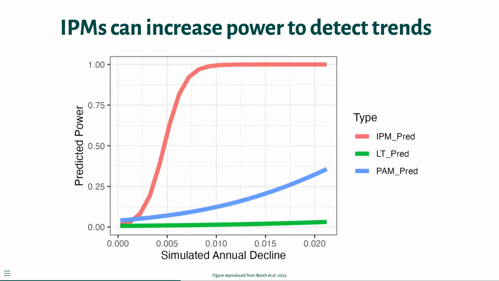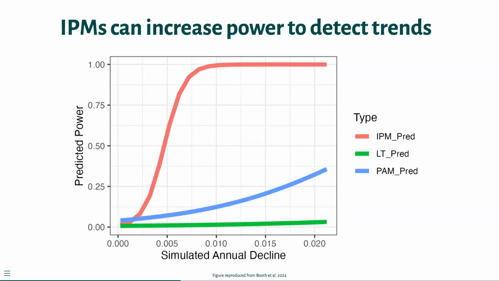What we found, first, was comparing integrated population models versus line transect or PAM data analysis alone. If you analyzed just the line transect data on its own or just the passive acoustic data on its own, what would your power be to detect trends? It'd be quite low. This x-axis is the simulated annual decline in the population. The green line is for line transects, and the blue line is for passive acoustic monitoring. For this species, beaked whales are quite cryptic, they're hard to see, they're deep divers, and they're quite difficult to survey visually.